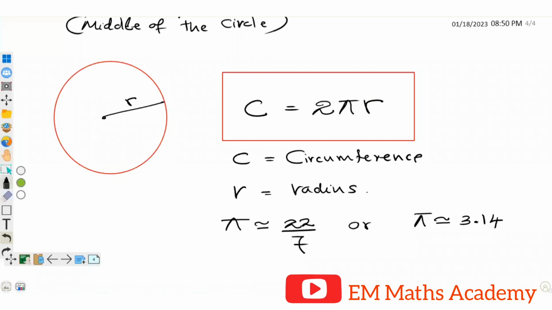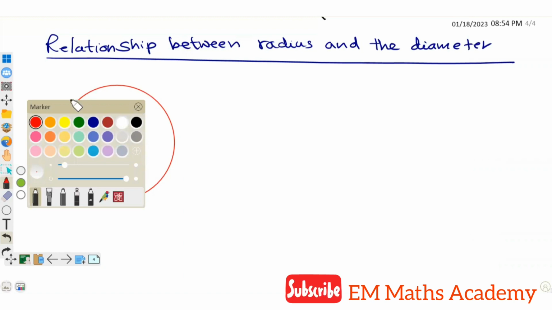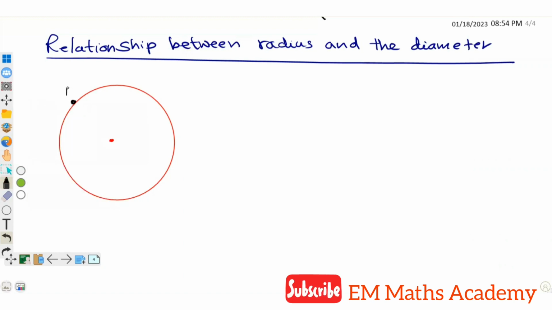Okay, write down this one here. If I consider the point A on the circle, and I consider point B like this, which is on the other side of the circle.